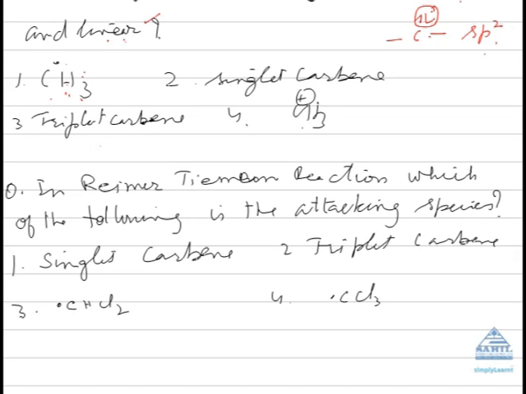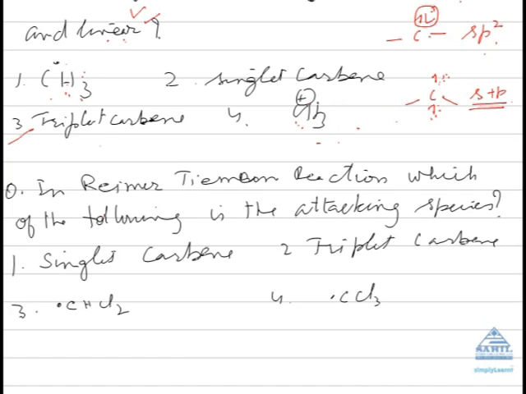Now out of triplet carbene and CH3 plus: triplet carbene, carbon with 2 unpaired electrons, and the unpaired electrons occupy p orbitals, means both the p orbitals are not taking part in hybridization. So one s and one p orbital hybridize, hybridization becomes sp, shape becomes linear. Now it has two unpaired electrons, so it will be paramagnetic. So the answer will be triplet carbene. CH3 plus carbon is sp2, it is diamagnetic as well as triangular planar.